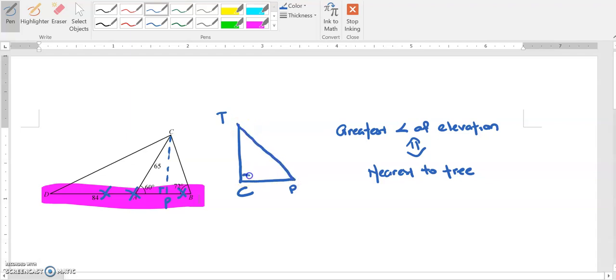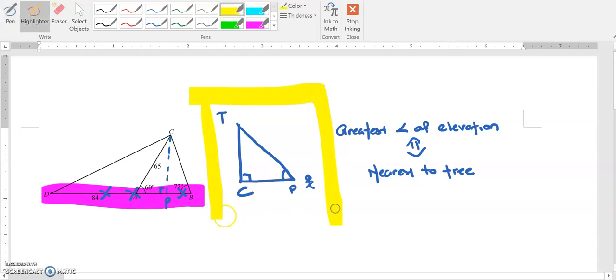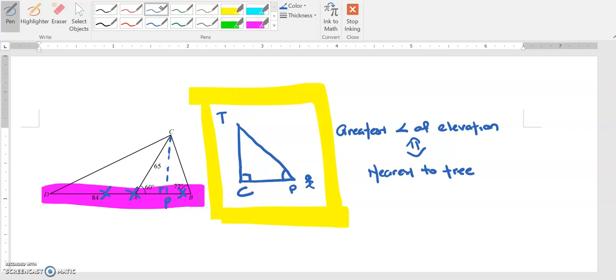This one will give me a right angle triangle. And when you are standing at P, all right, so when you're standing at P, when you look up, you actually form the largest angle of elevation there. All right, so with this diagram in mind, we are going to calculate the greatest angle of elevation. To calculate the greatest angle of elevation, it's that angle TPC.